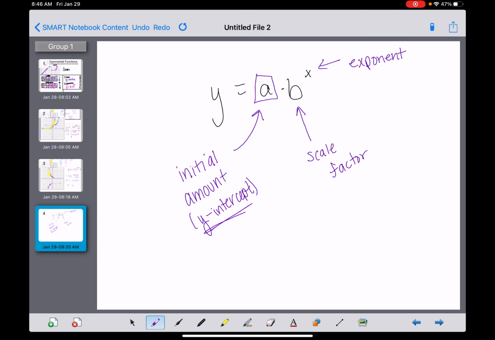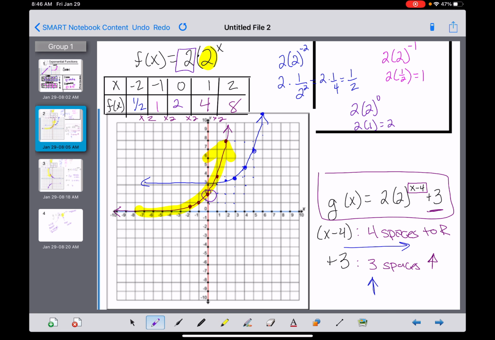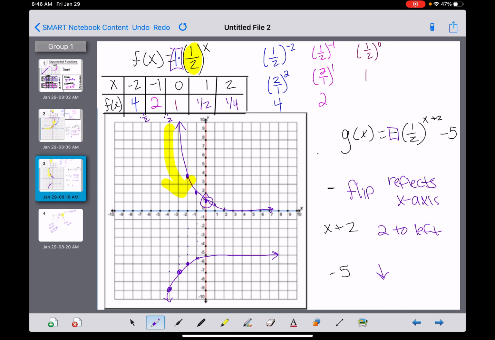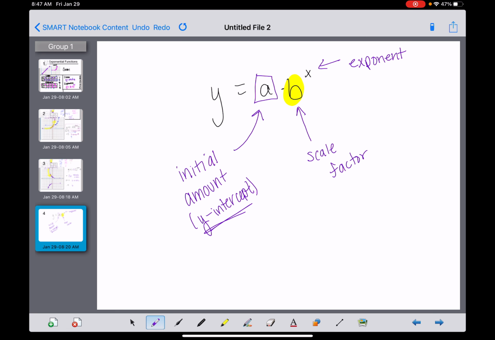The b is our scale factor, so what the multiplier is for each table. So if I look back, my scale factor was 2, and that's what my multiplier was, times 2 each time with my output. I had a scale factor of 1/2. That's what my multiplier was, times half between each output. And then the x power is our exponent.